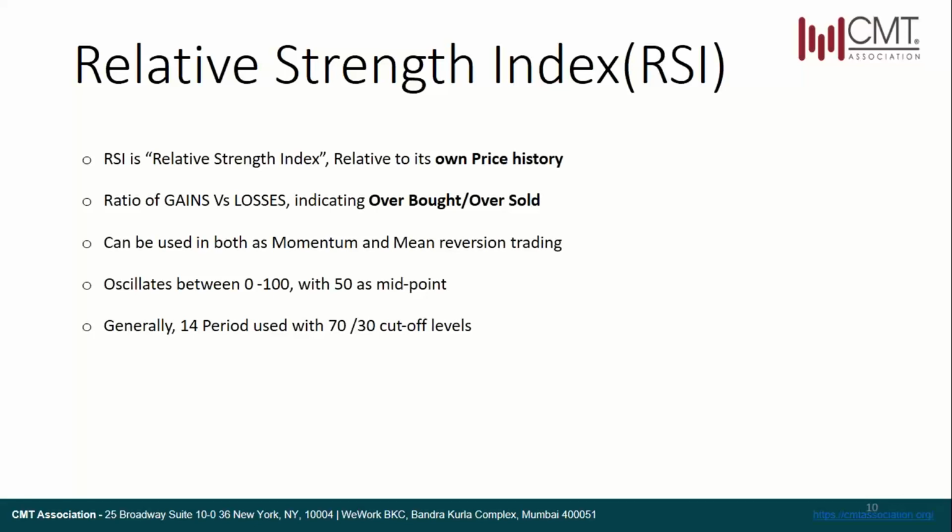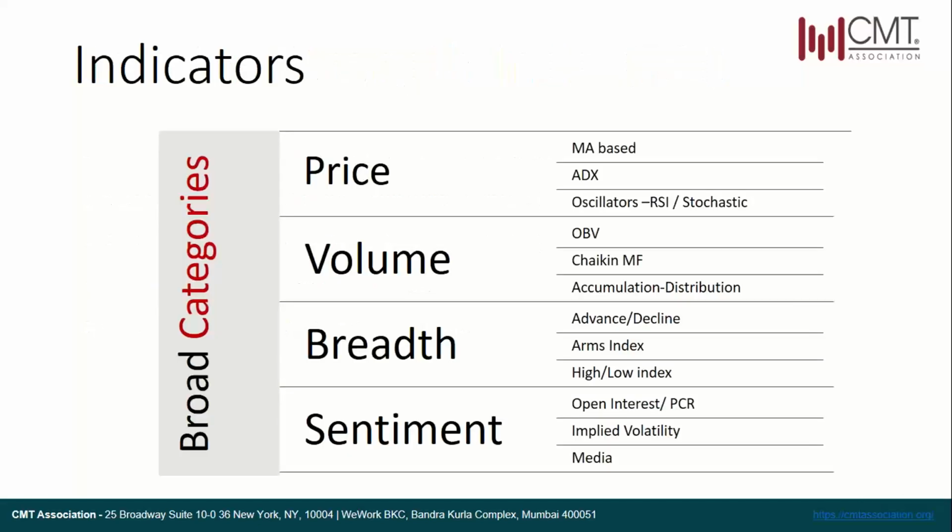The point I'm trying to make here is that it is basically the category which is important. If you're using an indicator from a particular category, you don't have to use a similar indicator from the same category. Say, for example, if I'm using a moving average, then an MACD would not give me an additional benefit. This is very important for you to understand.